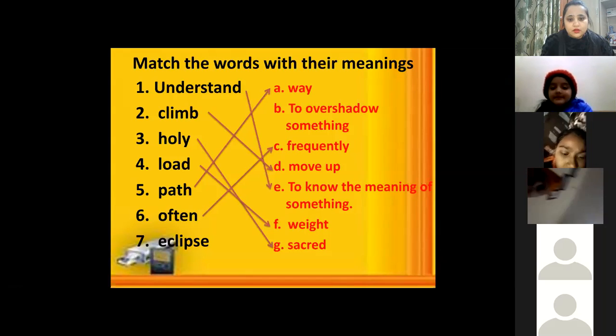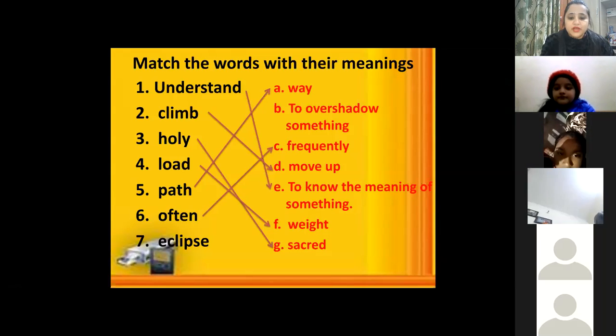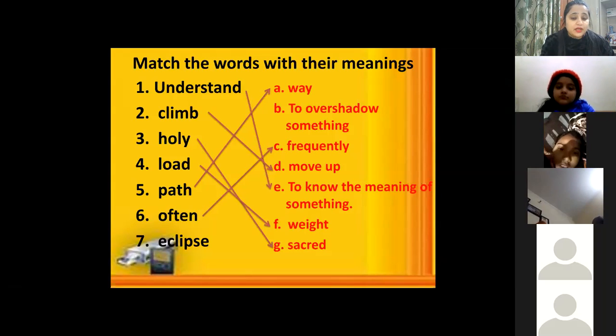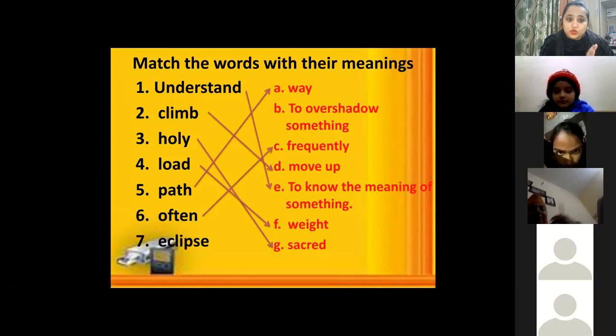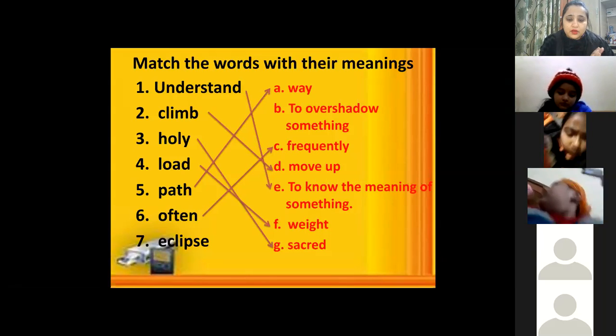Ma'am, B number. Okay, option B. To overshadow something. अब जैसे आप देखते हो eclipse का मतलब क्या होता है? ग्रहण लग जाना. आपने देखा होगा solar eclipse, lunar eclipse. That means जब सूरज छुप जाता है, कोई चीज उसको छुपा देती है. That's called solar eclipse. Right?